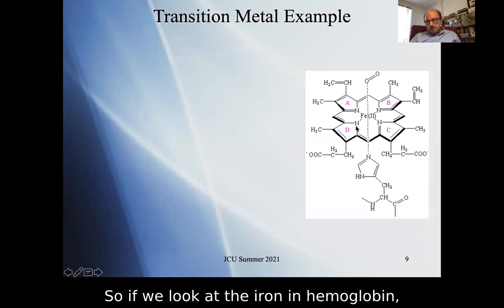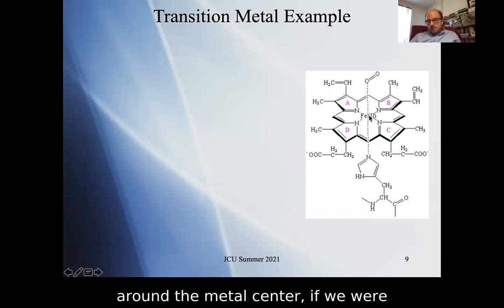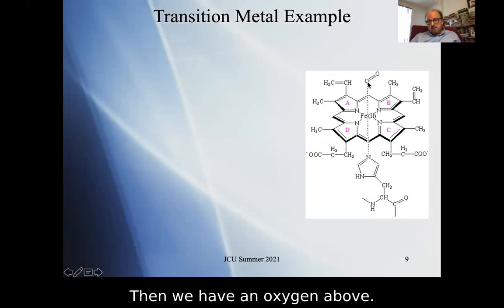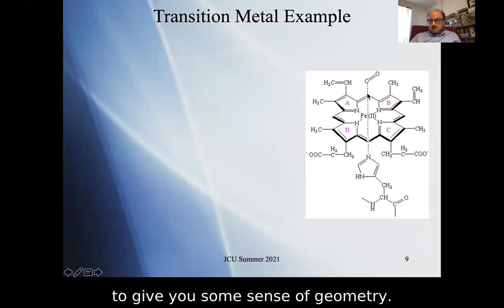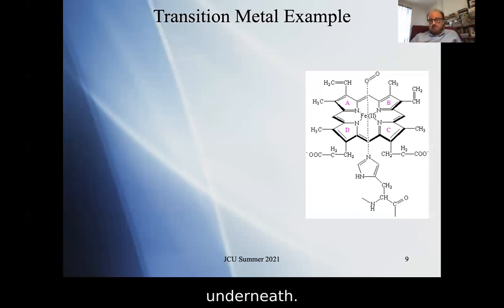All right, so if we look at the iron in hemoglobin, and again, this is the iron within the heme, around the metal center. If we were looking at the coordination sphere, we would say the iron's in the middle. There are 4 nitrogens around it. Then we have an oxygen above. The dashed line is used in this case to give you some sense of geometry. So you have a plane and then something on top and something underneath. Underneath is this structure, which is something called histidine. It's a residue, an amino acid. So what you have here is basically 6 things around the iron.